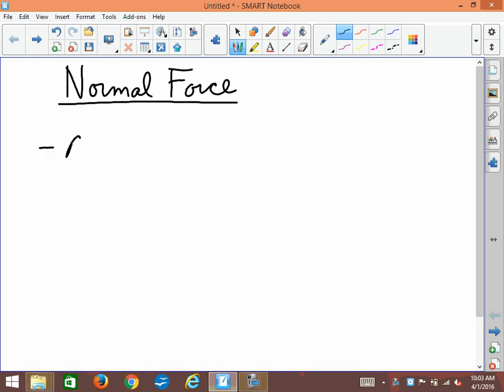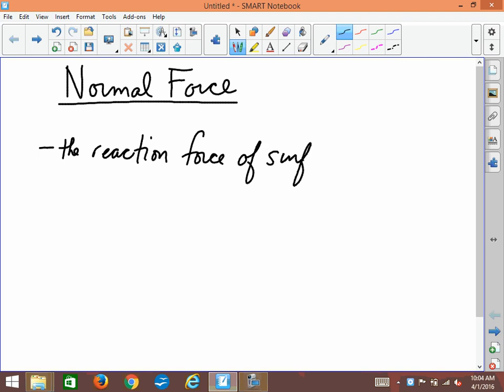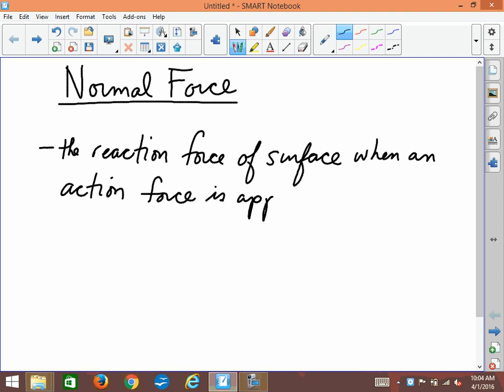It's a reaction force. Maybe I'm going to change that to the reaction force, just so the grammar works out. It's the reaction force of a surface. Normal forces always involve a surface of some kind. The reaction force of a surface when an action force is applied to it. So if we think about this in terms of Newton's laws, this is Newton's third law in action.